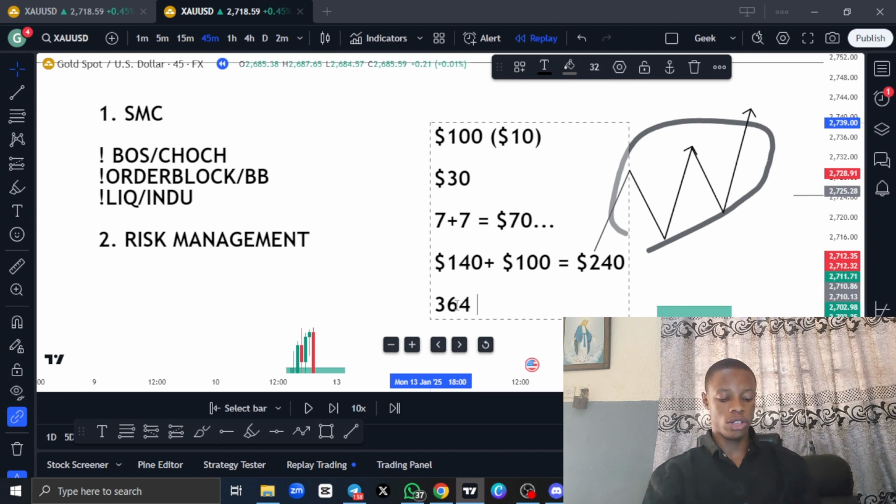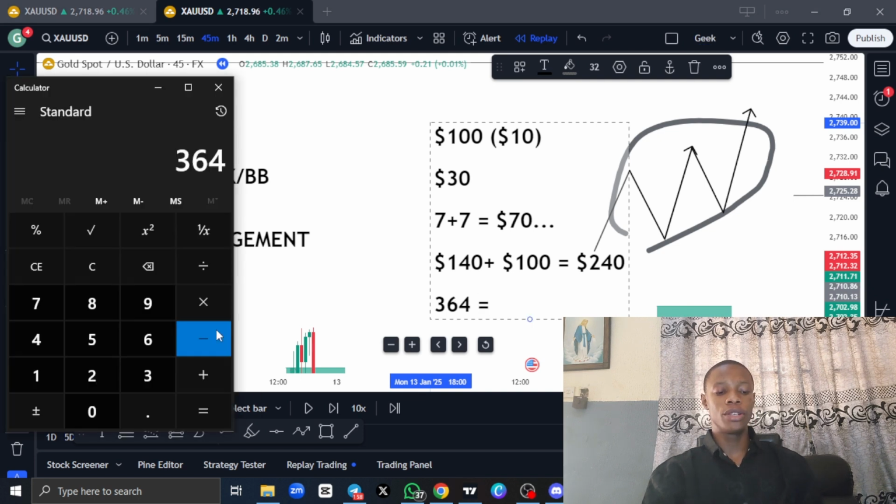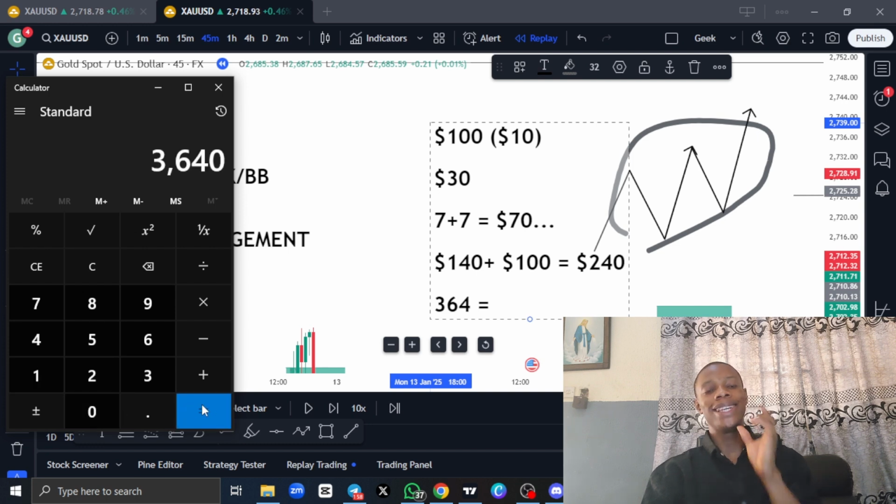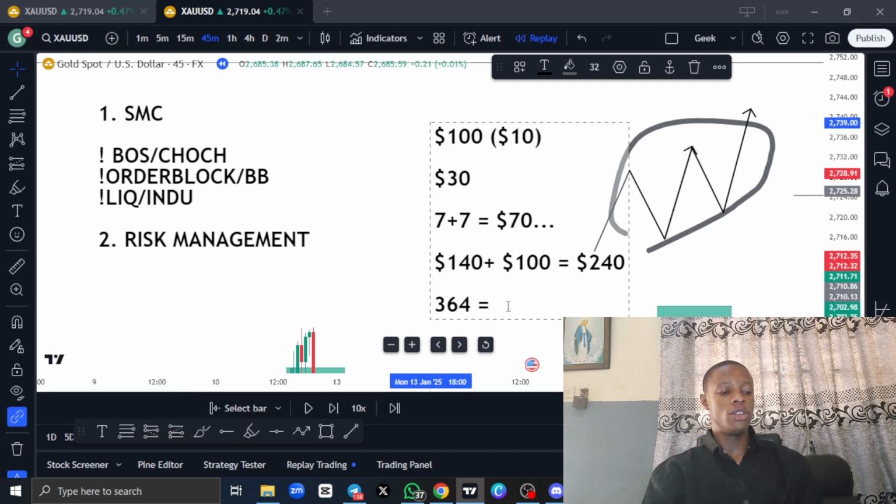Or let's say you lost. Remember, you're risking $10 per trade. That's going to be 364 times $10 per trade, which is $3,640 in a year. Pretty cool. That means in that year, you're going to be losing $3,640 from a $100 trading account.